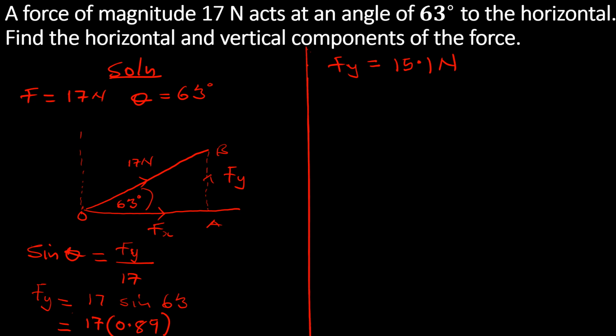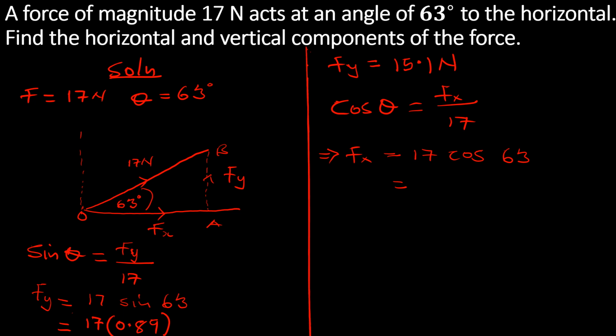Okay, let's calculate for F of X. And we know cos theta is equal to the F of X over 17, which is the hypotenuse. So cos theta is equal to adjacent over hypotenuse. So you make the F of X the subject. So F of X is equal to 17 cos 63.